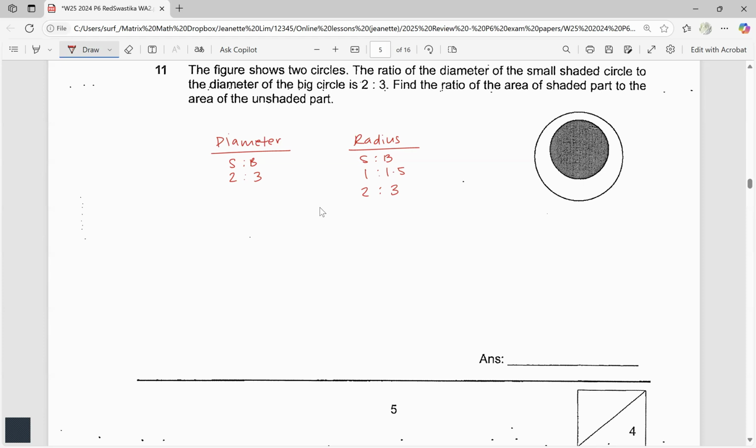Now, we're actually looking for the area. Let's find the area ratio. Given that the small radius, let's take it as 2 cm or whichever. It doesn't matter because we are doing ratio, so there's actually no units. So let's say it's just 2. The area is pi times 2 times 2. Pi times r squared, right? Then the big one, pi times 3 times 3. So this is 4 pi. This is 9 pi.